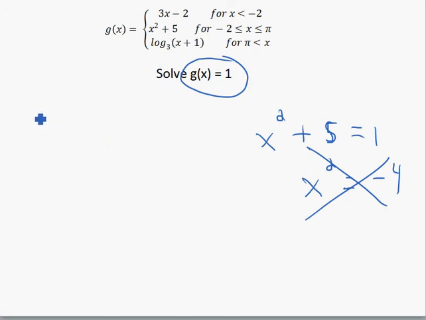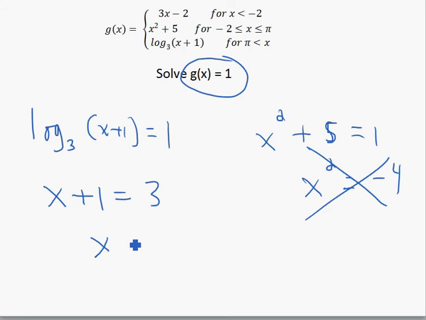So where does log base 3 of x plus 1 equal 1? Well, to solve a logarithm equation, you rewrite it exponentially. So that says x plus 1 equals 3 to the first power, which is 3. And that means x is going to be 2. So when x is 2, log base 3 of x plus 1 will equal 1.